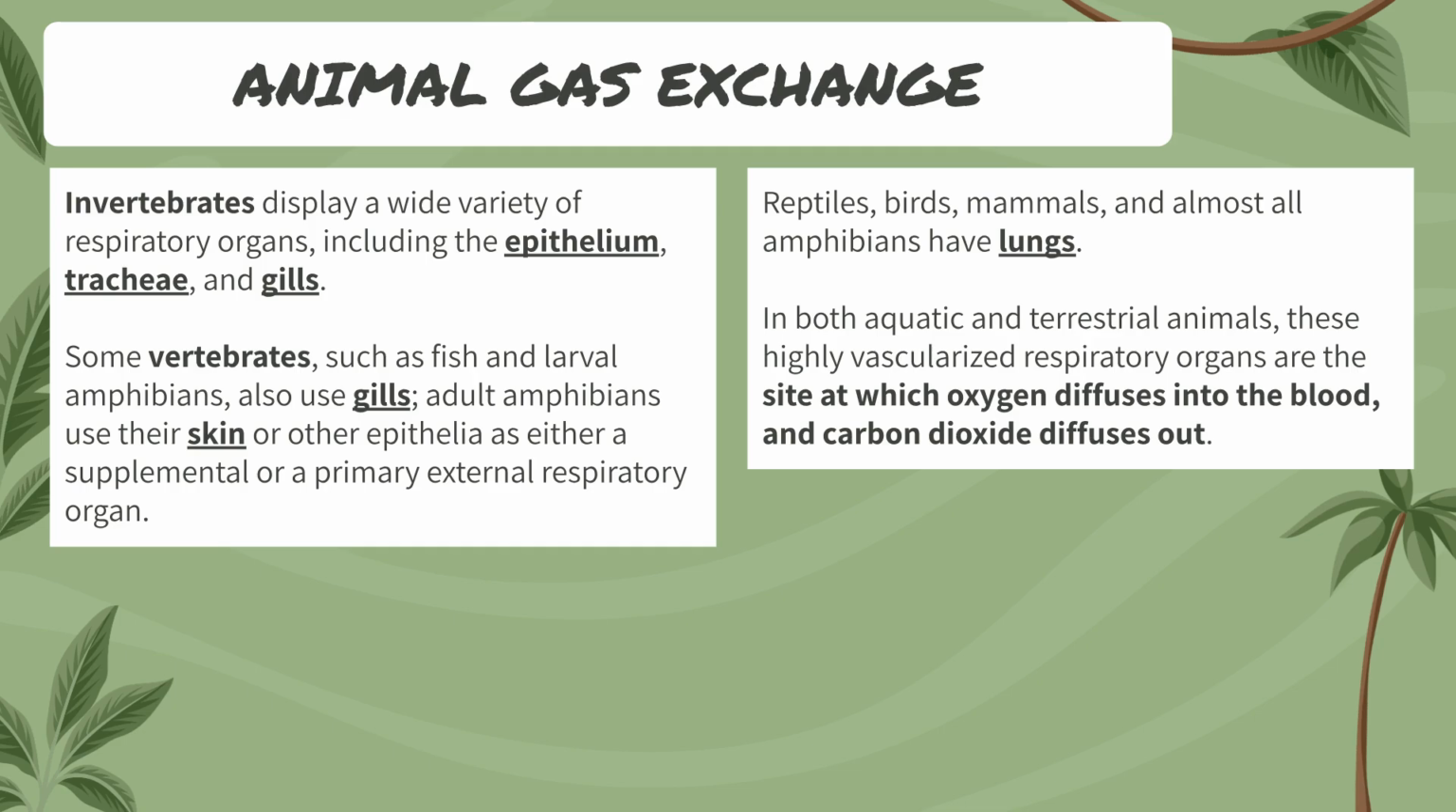Gas exchange is a vital biological process that allows animals to obtain oxygen for cellular respiration and eliminate carbon dioxide produced as a metabolic waste. Different animal groups have evolved various respiratory structures suited to their environments. Despite these structural differences, all respiratory organs function through the same principle, as oxygen diffuses into the blood and carbon dioxide diffuses out across thin, moist, and highly vascularized surfaces.